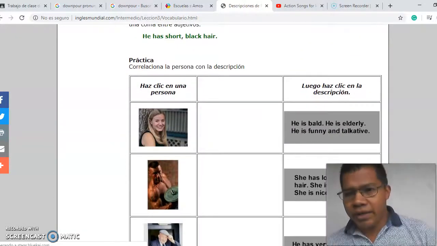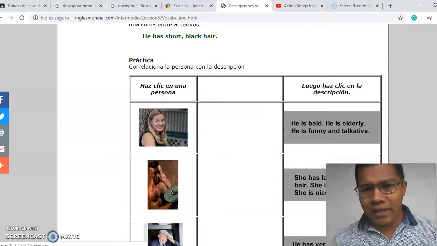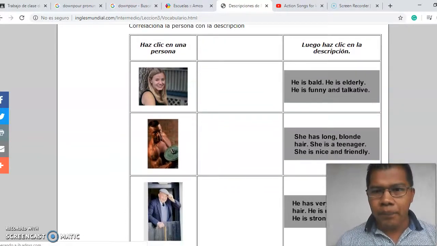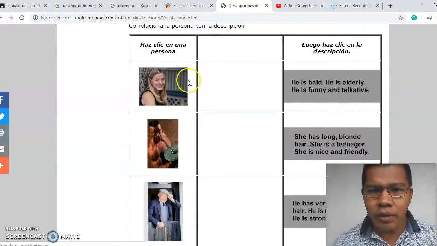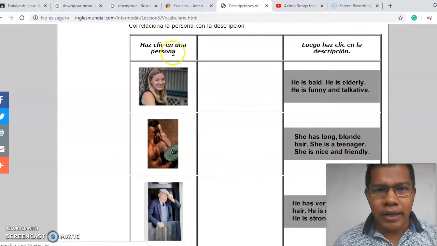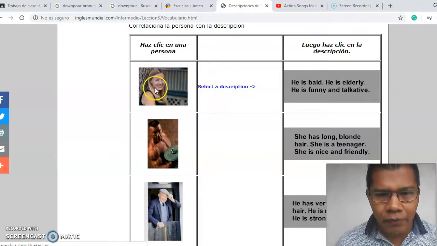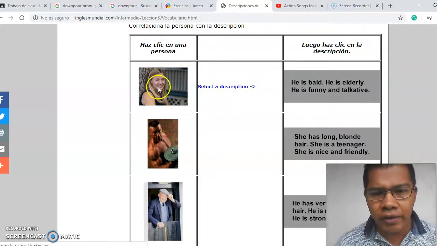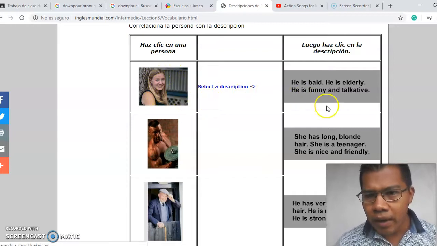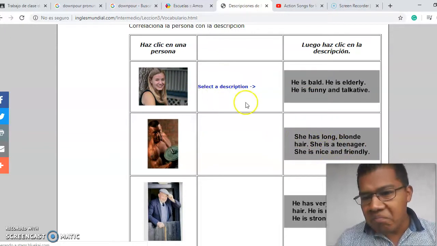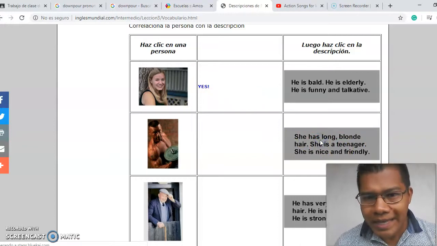And I have some exercises. This is the fun part of this activity because you learn. Here I have the description, and here I have the person. It says click on a person, okay? Click over here, and it says select a description. I have to choose the right description for this girl. Probably she has long blonde hair. Okay, she's a teenager. She's nice and friendly. Let's try over here. Probably yes.